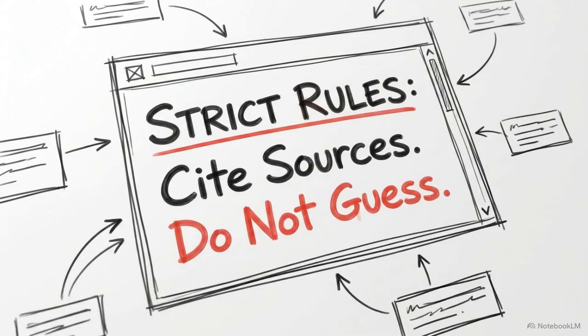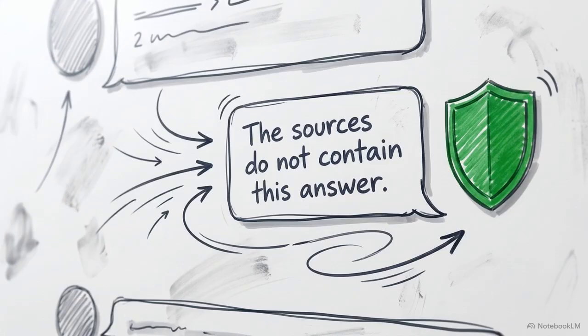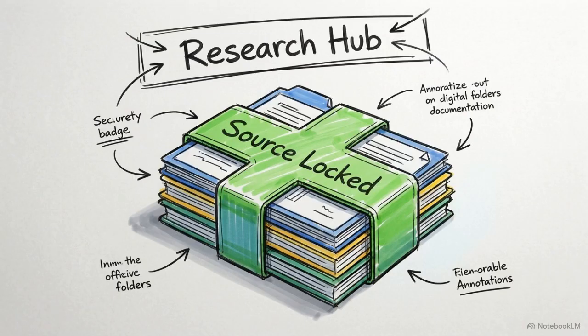Always cite the specific page number and the source document name. If the information is not present, state that the sources do not contain the answer. Forcing the system to explicitly admit when it lacks information prevents it from fabricating answers to satisfy your prompt. This guarantees the integrity of your research.